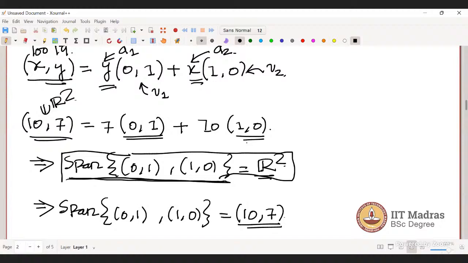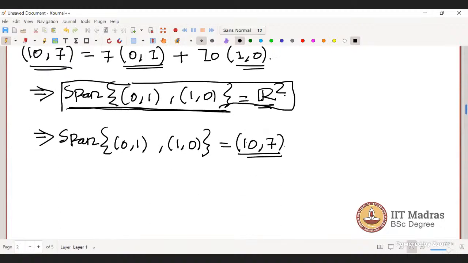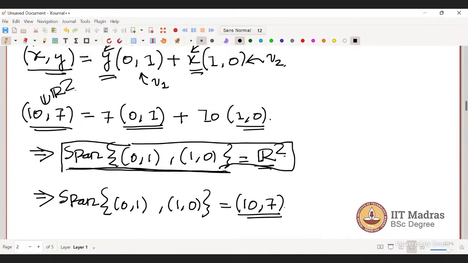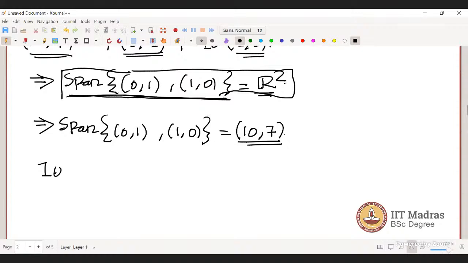That is correct. So we can say that (10, 7) is in the span, right? Spanning set, sorry. So we can say that (10, 7) is in the span of this. Yes, true. And spanning set, sir? If we take (10, 7) with (0, 1) and (1, 0), that is fine? (10, 7) is in the span of (0, 1) and (1, 0). So when you say this, (10, 7) belongs to the span of S. That is correct.